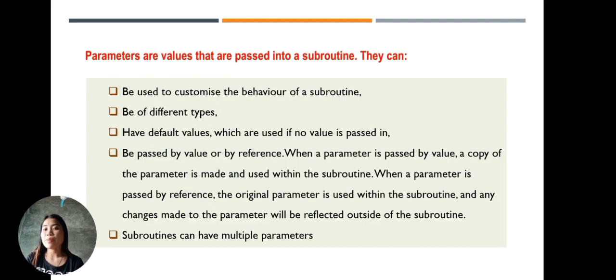When a parameter is passed by value, a copy of the parameter is made and used within the subroutine. And when a parameter is passed by reference, the original parameter is used within the subroutine, and any changes made to the parameter will be reflected outside the subroutine. Note that each argument must have the same type as its corresponding parameter. When we say call by value, it only declares the type and the name of the parameter. For example, the identifier is times, with the quantity of 3 and i plus 2. The times is the identifier and 3 and i plus 2 are the parameters.